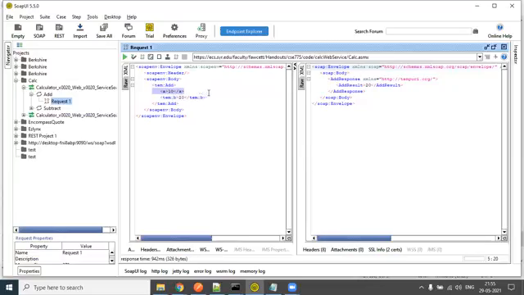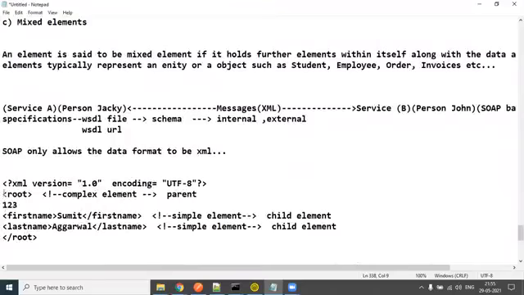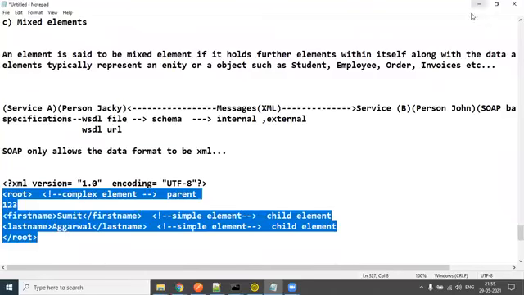Ideally, it depends on the implementation of the service. This must have failed actually, but that depends. Some service providers will validate the request, some will not. Maybe this service provider is not validating the request. That's why it did not fail, but definitely the response is incorrect. It is only considering this. So the point I'm trying to say is your request has to be absolutely in the format which is schema compliant.